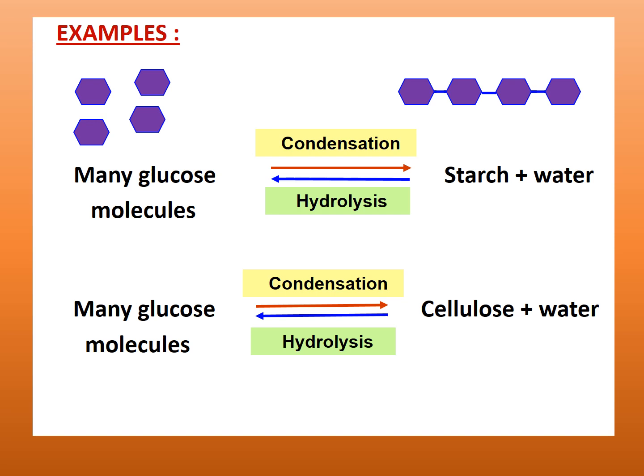Here are two examples of what we have discussed earlier. Many glucose molecules, as shown here, join together to form starch during the process of condensation, and water is removed in the process. Of course, the starch molecule is longer than this. It can consist of more than 100 glucose molecules, and beyond. Many glucose molecules combine to form cellulose, and water is removed in the process. And this process is called condensation, whereas the opposite process is hydrolysis.